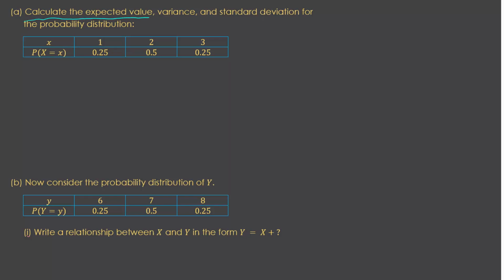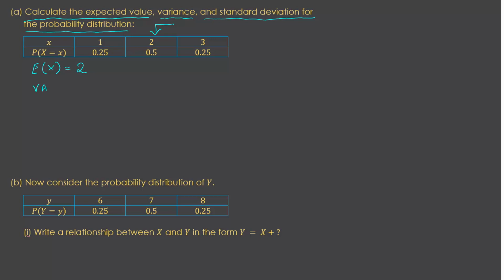Calculate the expected value, variance and standard deviation for the probability distribution shown here. Now note, I've deliberately chosen one that is symmetrical. Therefore, we know that the expectation is going to be 2. It's going to be right in the middle.